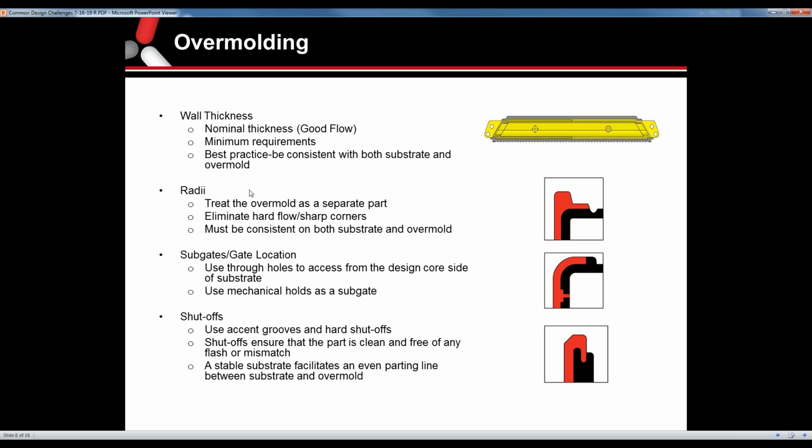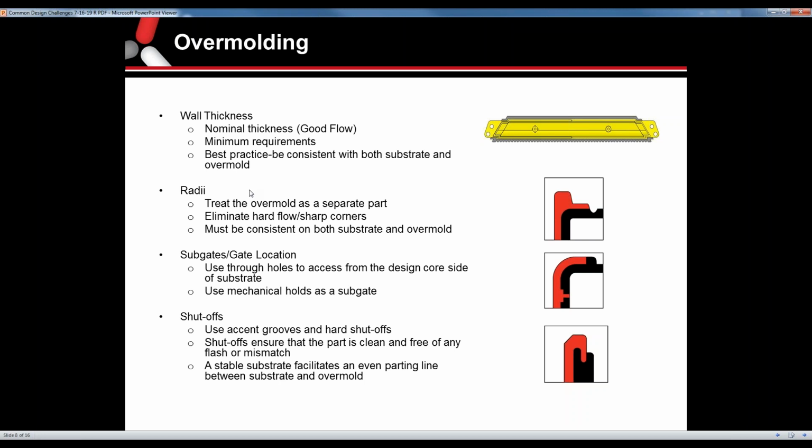You want to avoid any sharp corners, any blunt transitions. You always want to use good radiuses and transitions whenever possible. And then rads, you can use them creatively to kind of break up the substrate and the overmold, creating hard shutoffs between the two, so you get a clean break between the overmold material and the substrate. You've got some good examples there in the images on the screen.